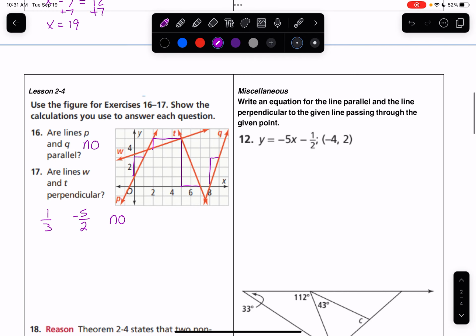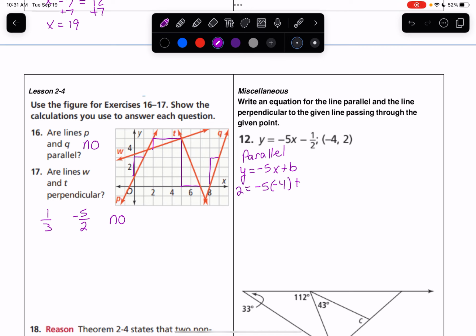All right, going on, write an equation for the line parallel and the line perpendicular to the given line passing through the given point. So same as the one before, we've got the equation. The parallel would use the slope of -5 and the point of -4, 2. So 2 equals -5 times -4 plus b. So -18 equals b. So y equals -5x minus 18.